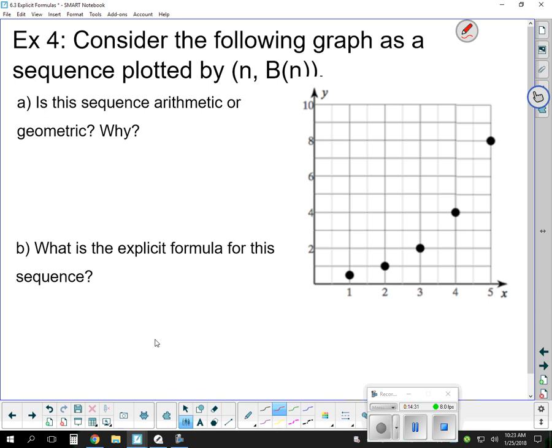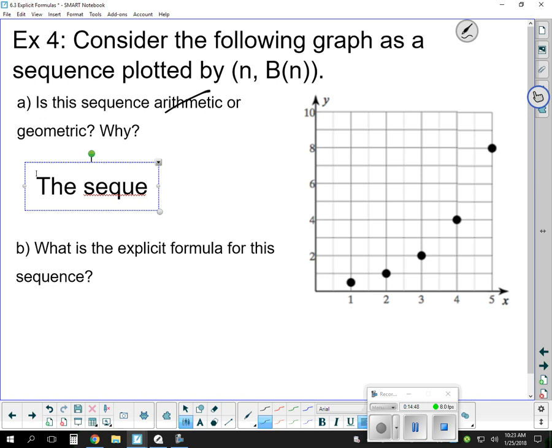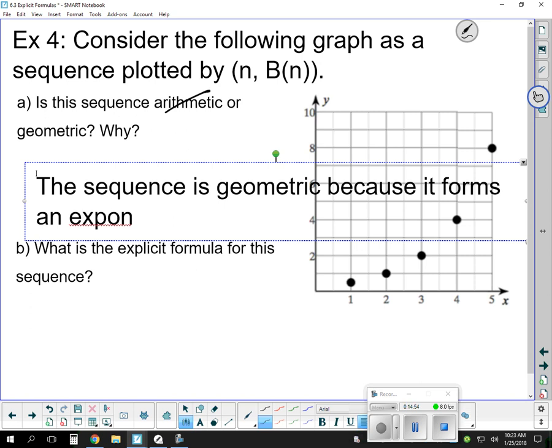Consider the following graph as a sequence plotted by n and b sub n, or b of n. Is it arithmetic or geometric? Well, arithmetic's linear, geometric is exponential. This is not a straight line, so it cannot be arithmetic. The sequence is geometric because it forms an exponential curve.